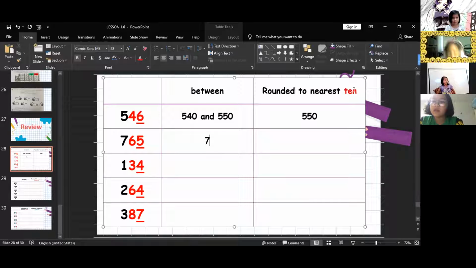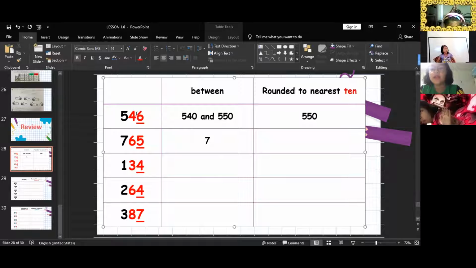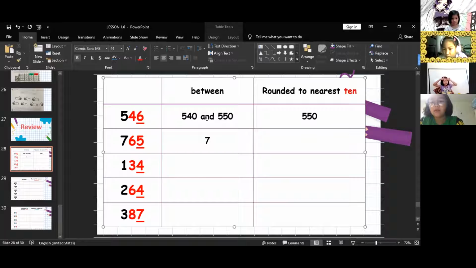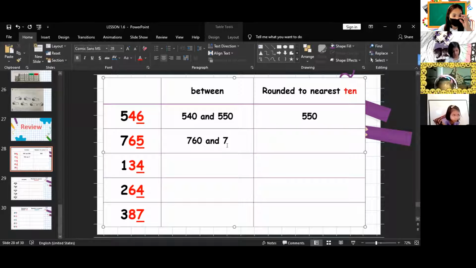Pani, we're talking about 10. 10, not hundreds. For example, in number 1, you see the answer of Nani here? 546 is between 540 and 550. How about 765? 760 and 700? Wait, wait. 760 and 750? Are you sure? 70. Okay, again. Pani, what is your answer? 760 and 70. Okay, 760 and 770.